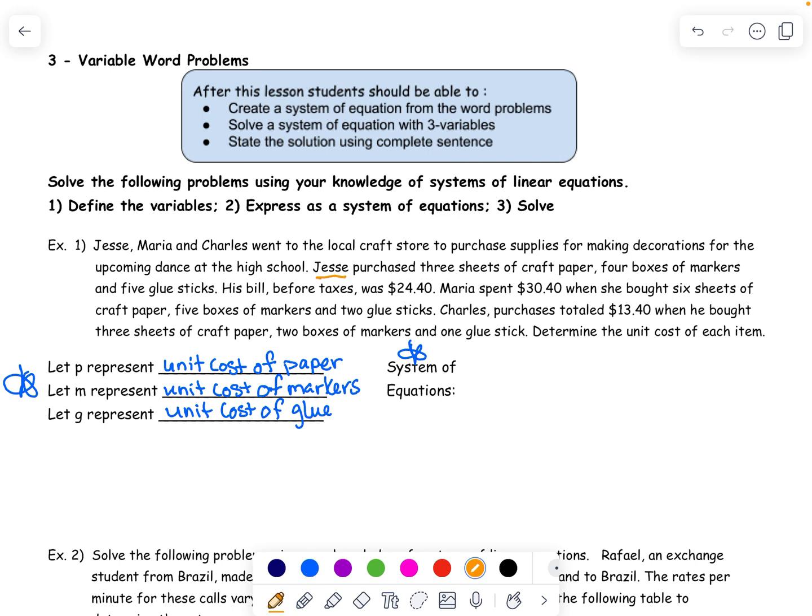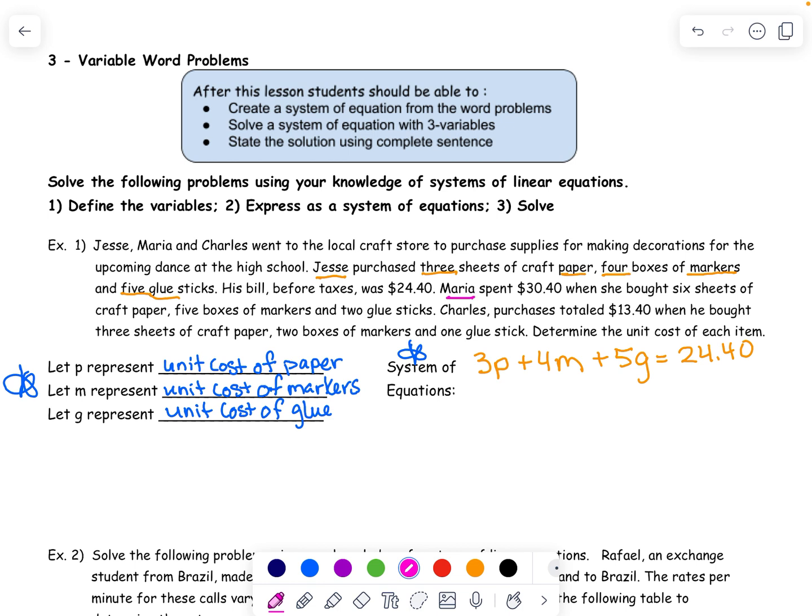So first, Jesse. And Jesse bought 3 of the paper, 4 of the markers, and 5 of the glue. And altogether, he spent $24.40, and that's before taxes, so we don't have to worry about the taxes.